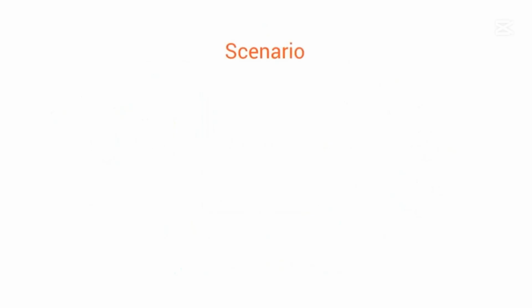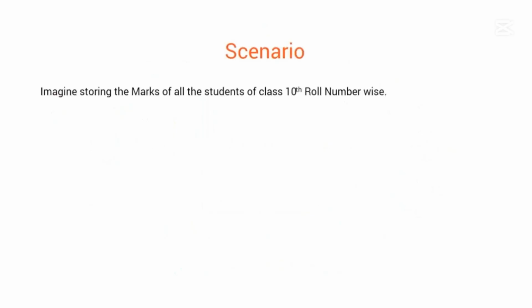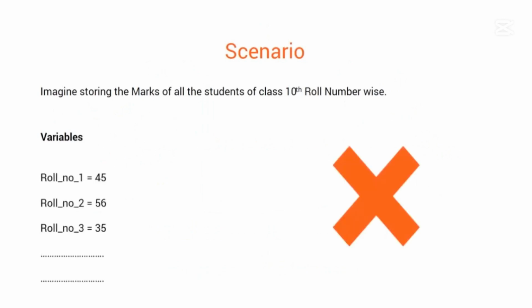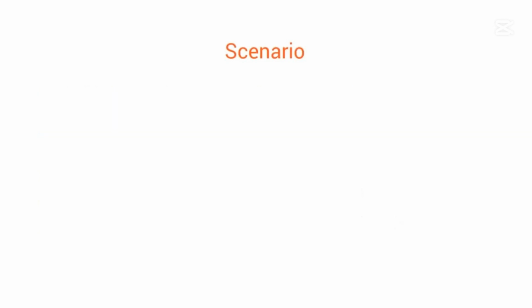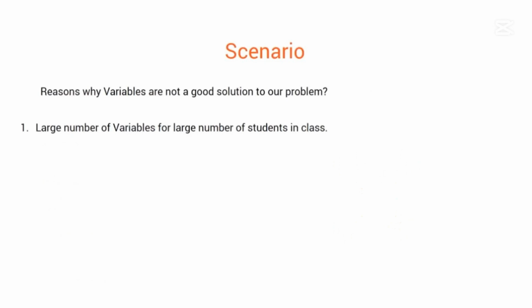Before we begin, let's imagine a scenario. We are required to store marks of all the students in class 10th roll number wise. One way to solve this problem is to use variables for all the students and store their marks. But this is not a very good method to solve our problem. Let's see why. The number of variables becomes very large as the number of students in the class increases. This can lead to a large memory overhead.